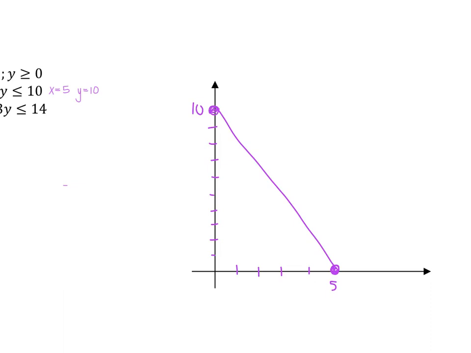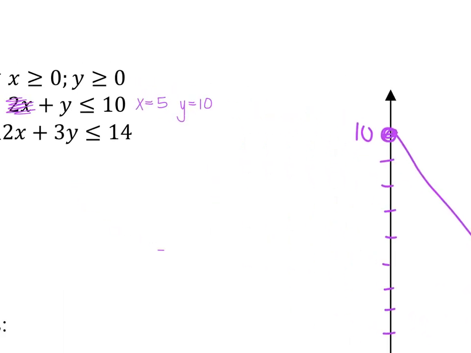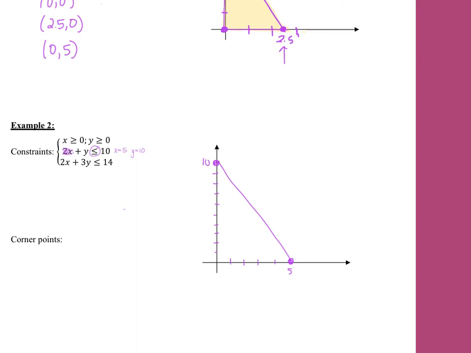And looking at the inequality, we will be shading below. Right, so I'm going to end up with a triangular region again. I'll shade that one in purple.